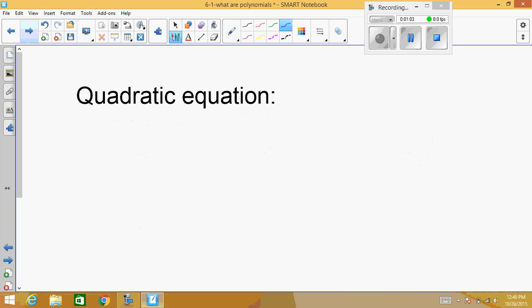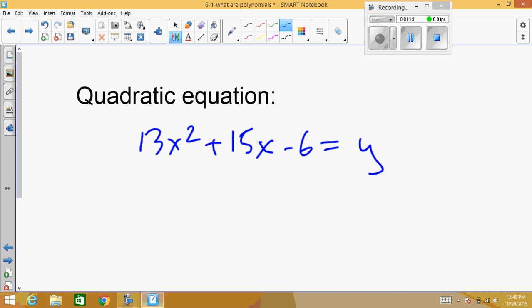Our next topic is a quadratic equation. So now we're going to take those quadratic expressions, maybe 13x squared plus 15x minus 6, but we're going to make an equation out of it. So we're going to say equals, and we'll make it equal to y. So just adding that last part, that other side, to our equation.